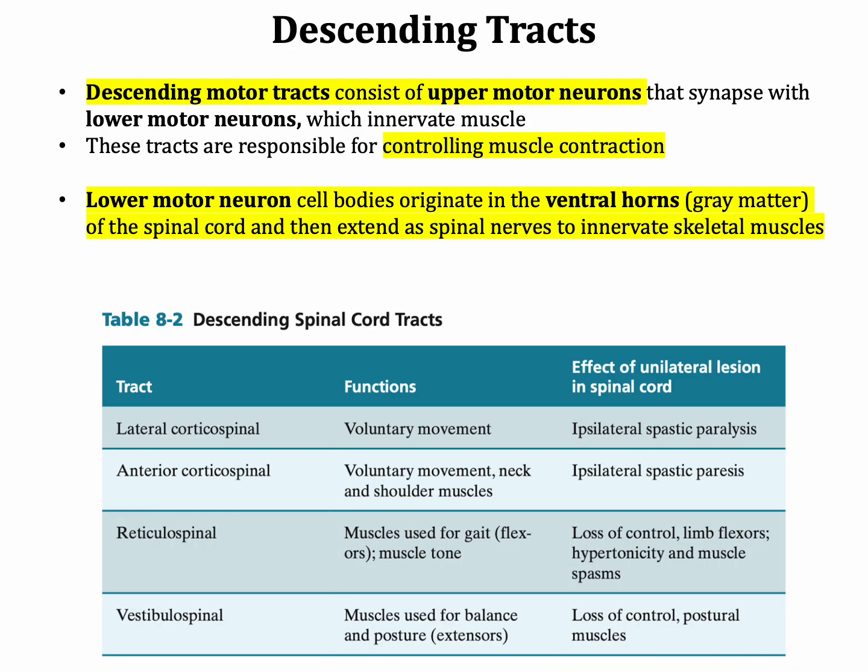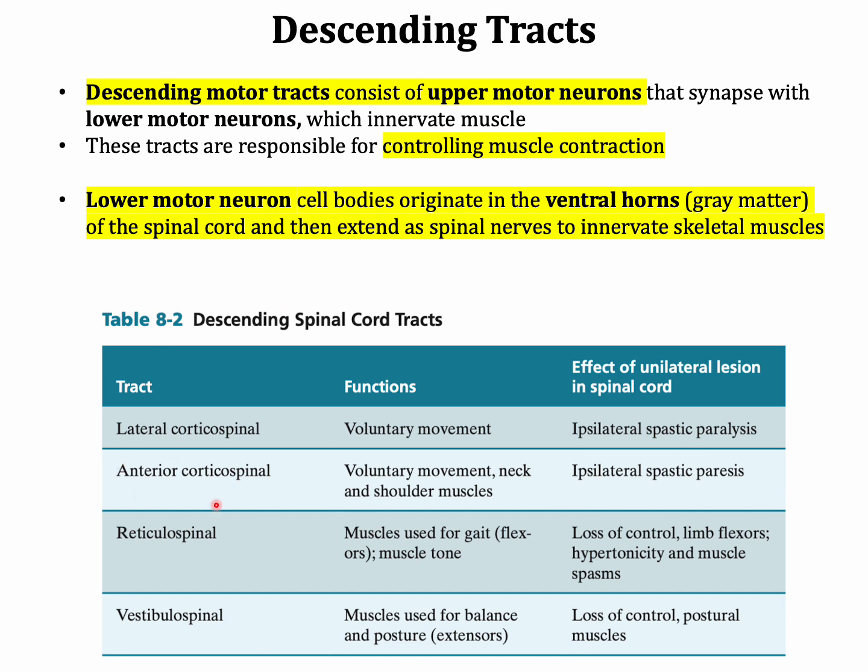With descending tracts, as mentioned, there's the upper motor neuron, there's the lower motor neuron, and the site of synapse here is going to occur within the spinal cord. So the lower motor neuron cell bodies originate within the ventral horn regions of the spinal cord and then extend as spinal nerves to innervate our skeletal muscle.